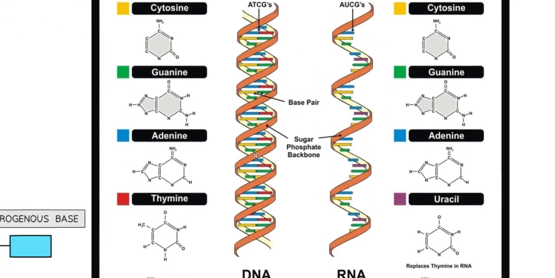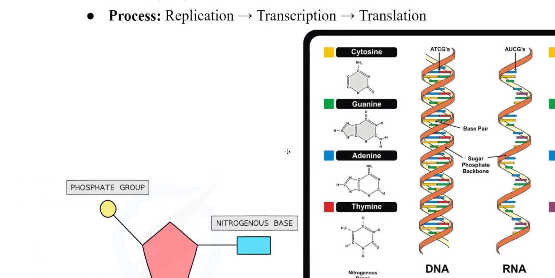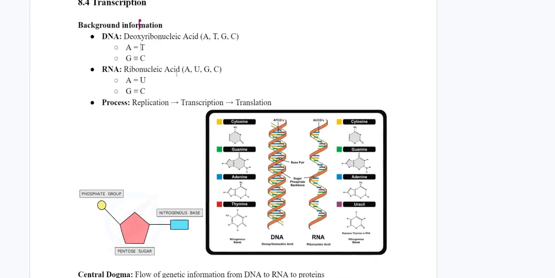Now, if you see here, this is DNA, while this is RNA. So essentially, RNA is like half of DNA. DNA is something we call a double helix. So there are two strands, while RNA only has one. Now, the process of the whole DNA thing goes from replication to transcription to translation, and we're going to talk about this more later.